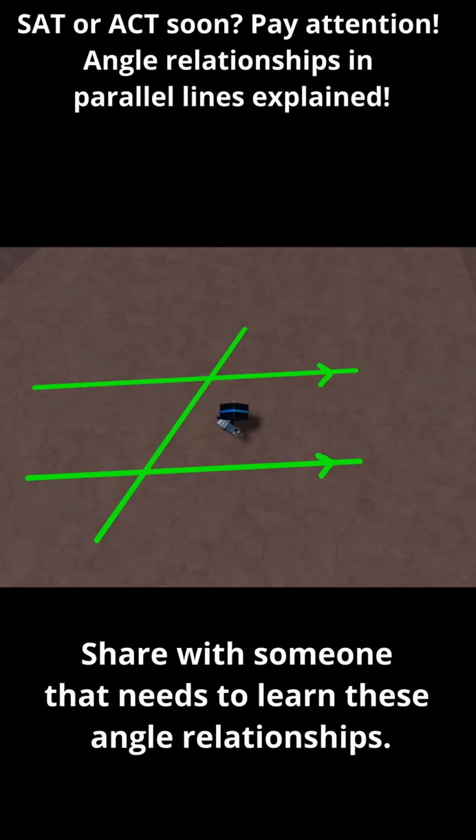So here I've drawn two parallel lines as marked with these arrows, and I've drawn this line that cuts through them, which is also called a transversal. So what are some angle relationships you need to know whenever you're dealing with situations like this?